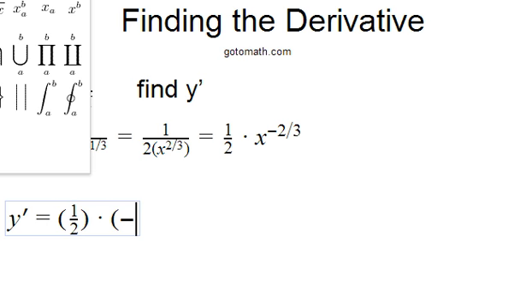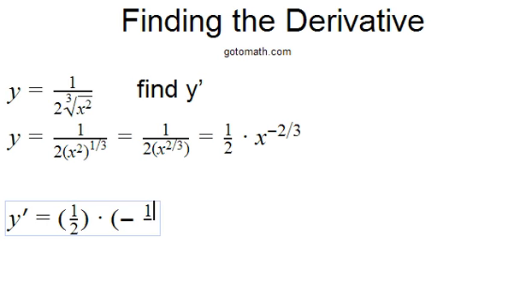So we have negative 2/3, and then we have x. Now we're subtracting 1 from the exponent. Negative 2/3 minus 1 is going to end up being negative 5/3. Negative 5/3 up in the numerator.